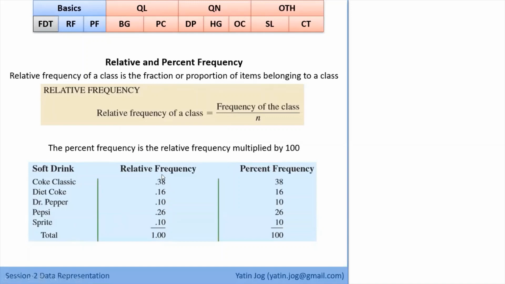So if I add all the relative frequencies, the addition has to be 1. Because if I divide total by total, the value will come as 1. And if I multiply the relative frequencies by 100, what I get is percent frequency. So we have 38% of observations with the name Coke Classic. There are 16% observations for Diet Coke. There are 10% observations for Dr. Pepper, and so on. So total of all the percent frequency has to be 100.